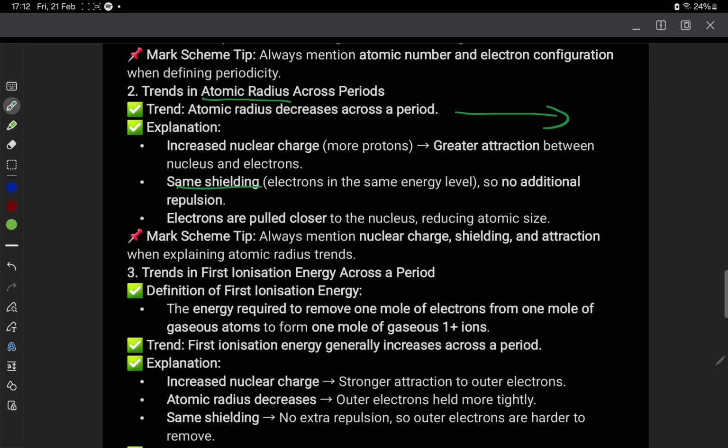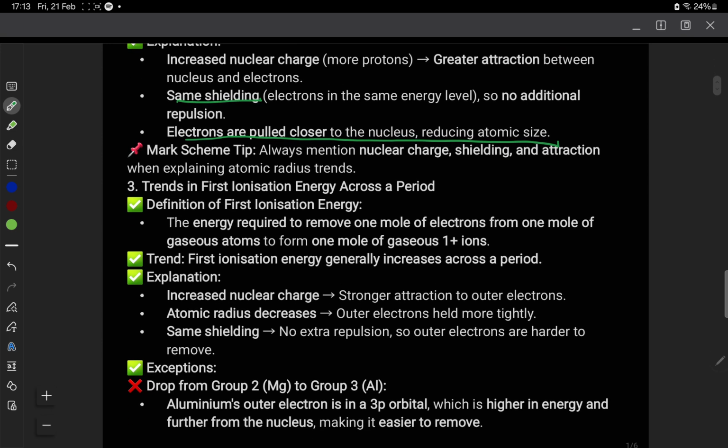And same shielding means same number of electron shells. So no extra shielding to counteract the stronger pull. And then there would be a tighter pull. So if there is a tighter pull, which means a way smaller atom.